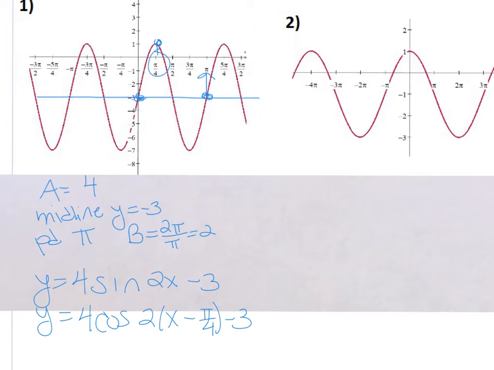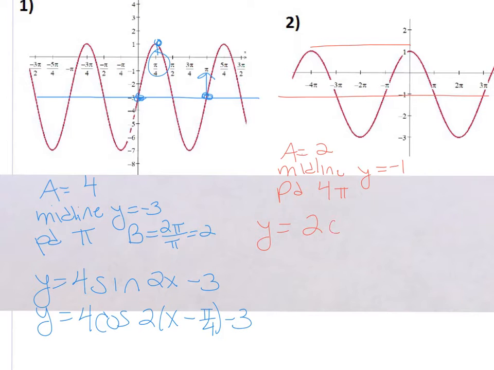For the second graph, our midline is at -1, and the amplitude is 2. The period is 4 pi. To go from max to max is 4 pi. So I'm going to start with my cosine graph.